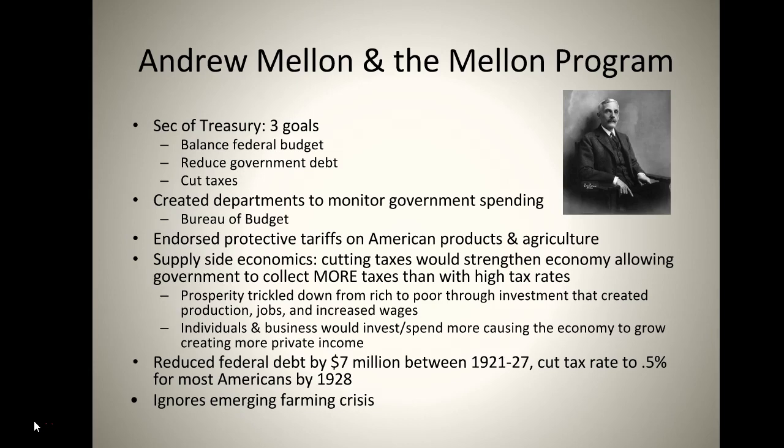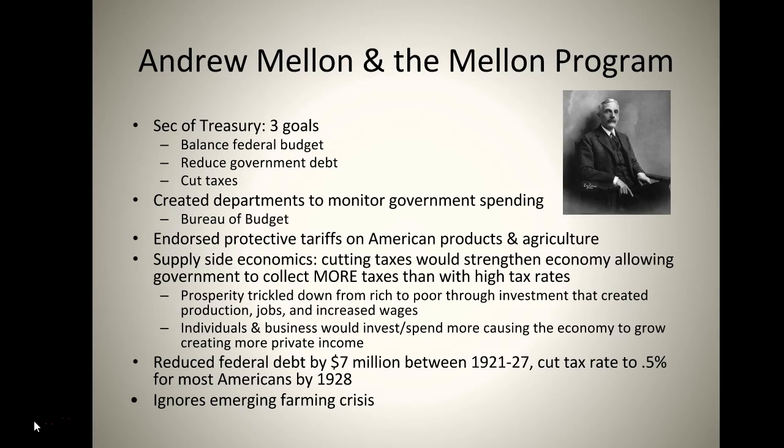Balancing the federal budget means that he's going to cut programs, cut funding for the enforcement of prohibition, and cut funding for farm bills and that kind of thing. He creates a department to monitor government spending. He endorses the protective tariffs to help American products.